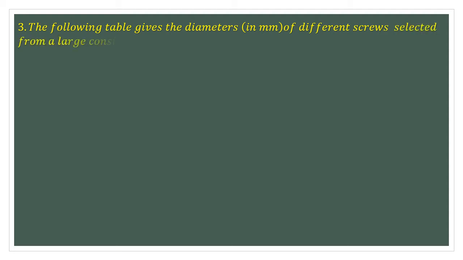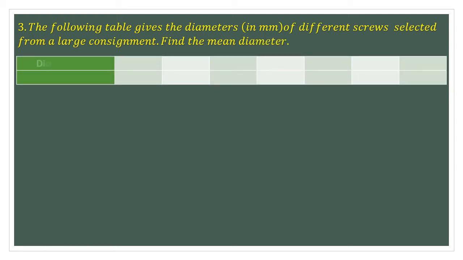Third question: the following table gives the diameters in millimeter of different screws selected from a large consignment. We have to find the mean diameter. Now this is a question where discrete frequency distribution is given. The diameter is x and the number of screws is f. The diameters are 30 mm, 35, 40, 45, 50, 55 mm.